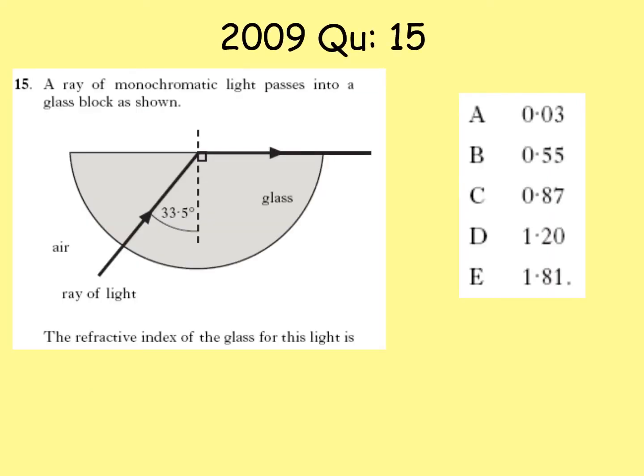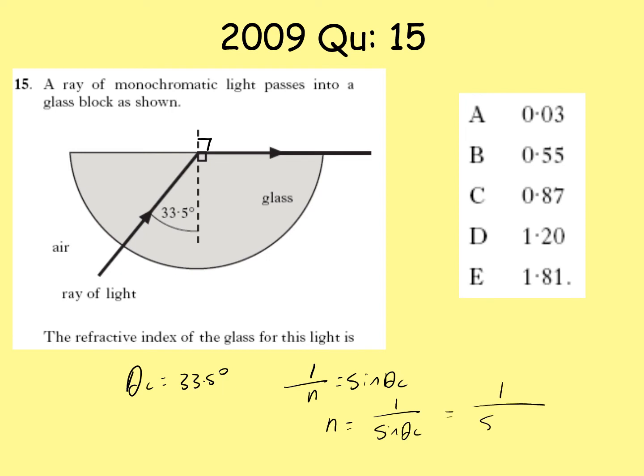2009, question 15. Similar question. A ray of monochromatic light passes into a glass block as shown. The refractive index of the material is. So here we can see from the diagram that we must be at the critical angle because light is being refracted at 90 degrees to the surface. So 33.5 degrees is the critical angle. Remember our equation, 1 over n is equal to sine theta c. So n is equal to 1 over sine theta c. In this case, 1 over the sine of 33.5 is equal to 1.81, which is E.